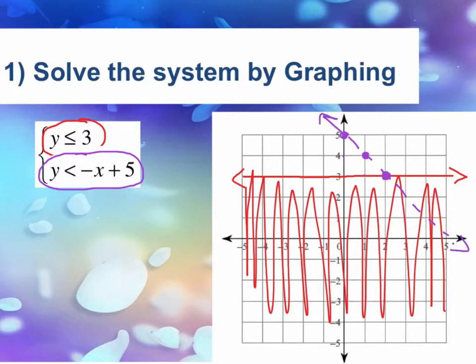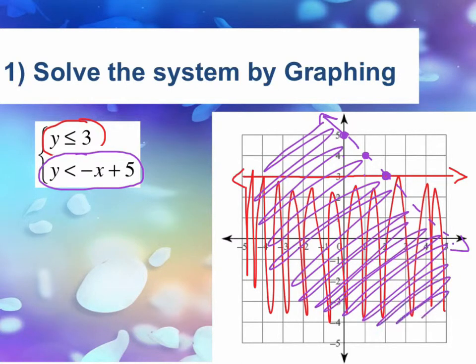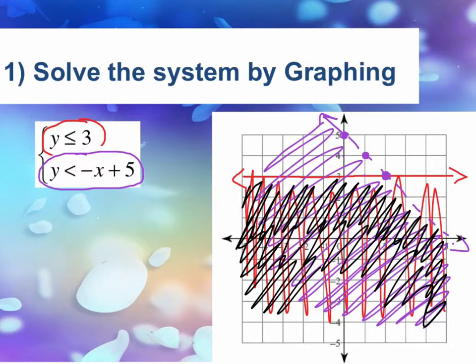And since it's less than, it's going to be below the graph. So I'm going to go ahead and shade below the line. Excuse me, not below the graph, but below the line. And notice where the purple and the red overlap. Well, I'm going to shade that with black, only where the purple and the red overlap, because this represents the solution to both of the inequalities in the system.